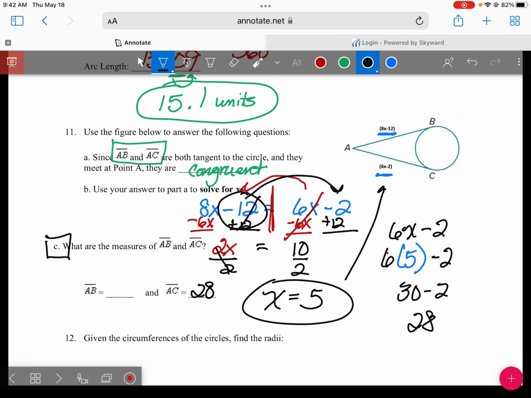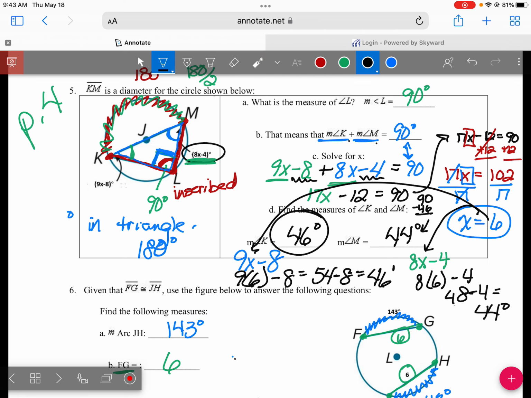How do I find AB? Do I need to substitute it in? No, because they're equal. So if AC is 28 and they are congruent, AB is also going to be 28 because they are both the same length. Okay. Quick question. These were not the same length. Did we ever say that they were congruent? No, we just said they added up to 90.